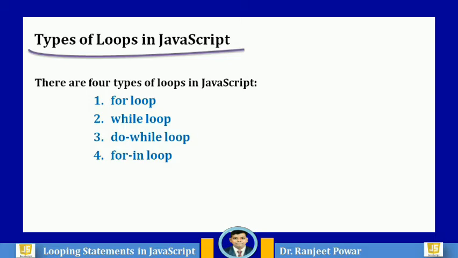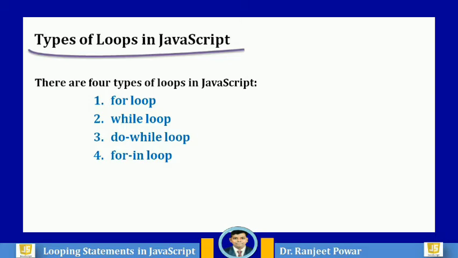to true. The third one, that is do while loop, loops through a block of code once, then the condition is evaluated. If the condition is true, the statement is repeated as long as the specified condition is true. And the fourth one, that is for in loop, loops through the specified properties of an object.